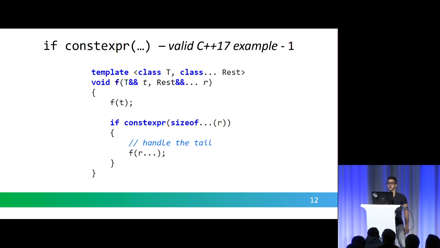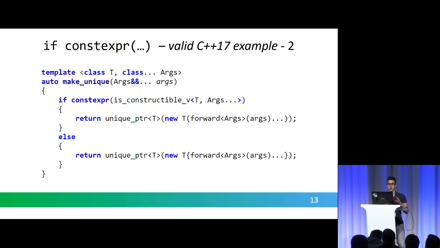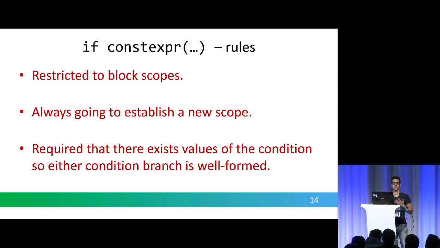It's not magic. It's not pseudocode. You can write this in GCC 7 and in Clang 4.0 right now, so if you want to play around with it. And the point is that even if the code inside the branch is not valid, it will compile as long as it has a valid C++ syntax. So it has to be parsable, but it doesn't have to be valid in the context. It only depends on the constant condition. And again, this is the same example as before, and it's valid in C++17.